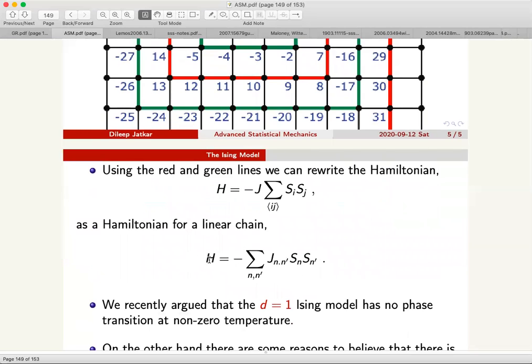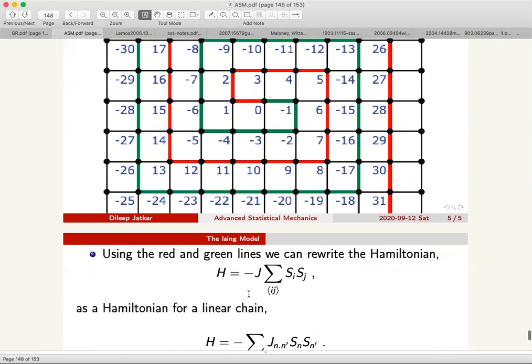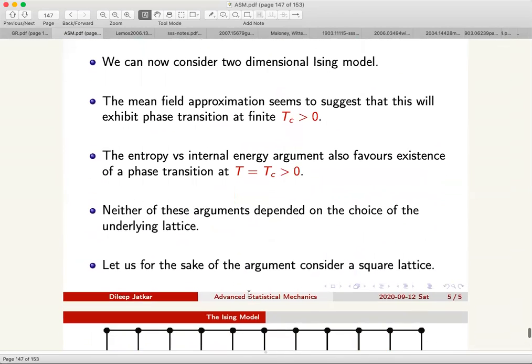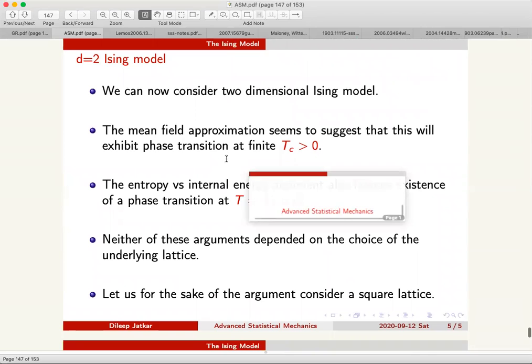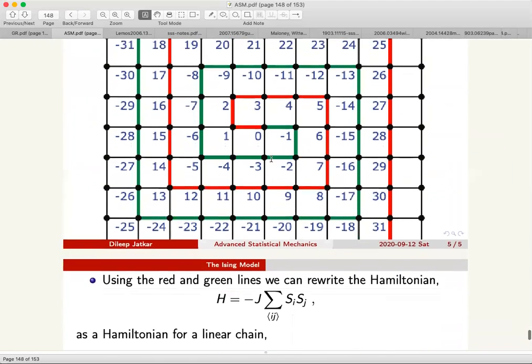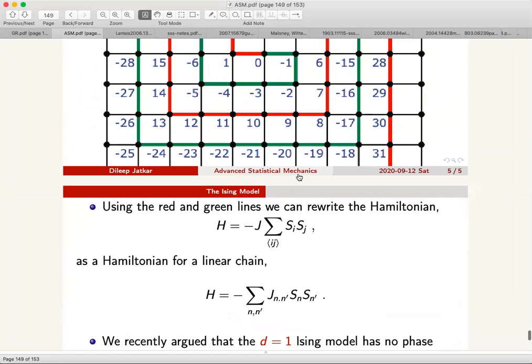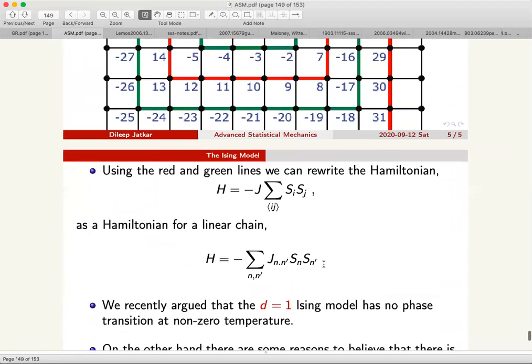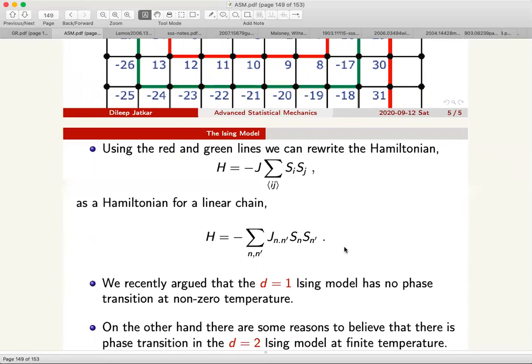And we have just argued that a one-dimensional Ising model has no phase transition at non-zero temperature. Now contrast that with the earlier argument that we just gave, that both the mean field theory approximation as well as the entropy versus internal energy argument tell you that there should be a finite, non-zero value of T_C at which you should see a transition in this system. But clearly, as you can see, this two-dimensional system can be written purely as a chain, and this 1D Ising model would say that there shouldn't be any transition.